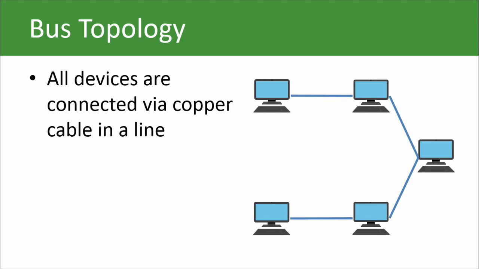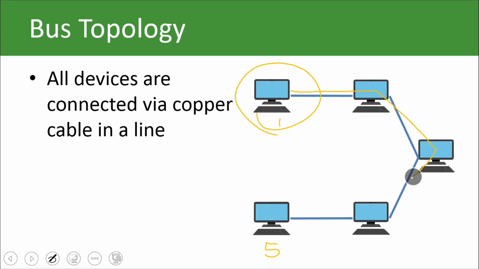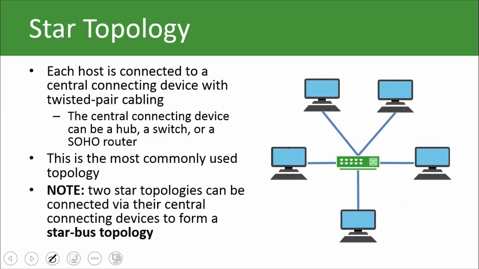All devices in a bus topology are just connected via copper cable in a line. So if we have a computer up on the left here, computer 1, if it wants to send data all the way down to computer 5, right? So I have 5. It has to send data through computer 2, through computer 3, through 4, and then 5, and vice versa, right? So not the most efficient way to send data.